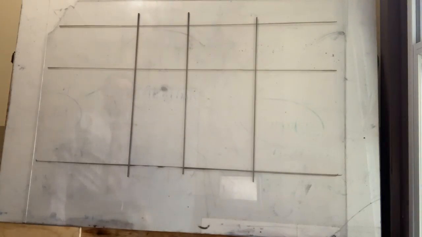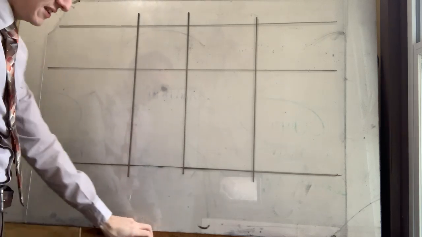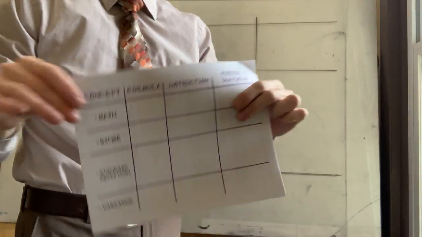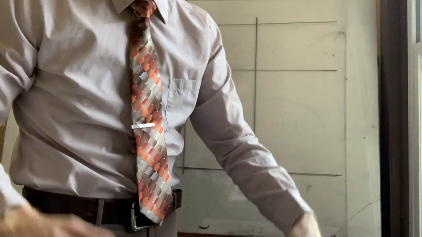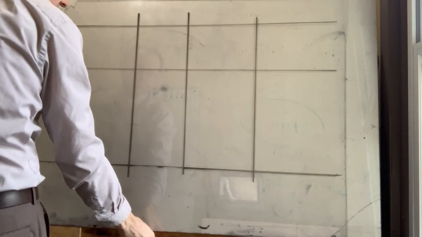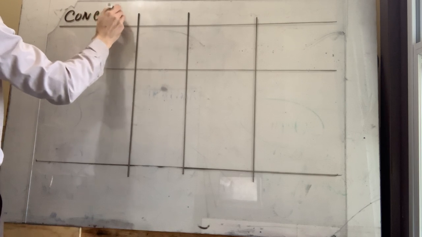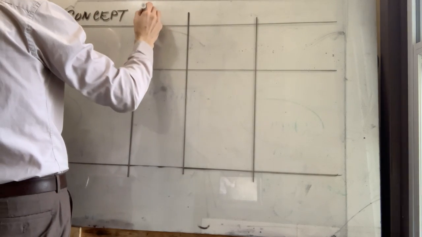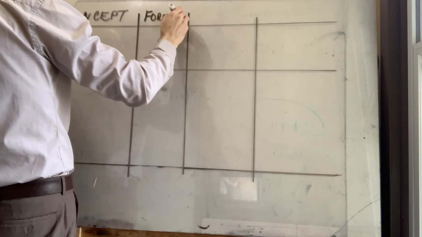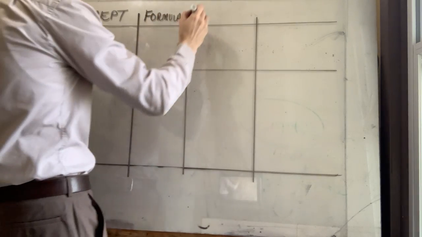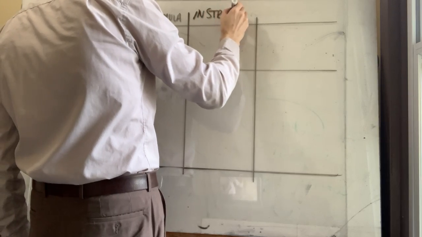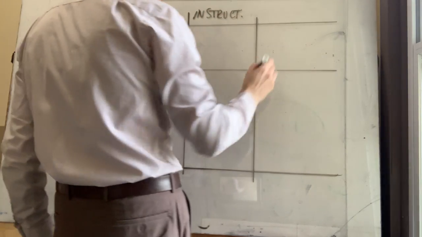I began to sort of build the scaffolding for this already. It's not to take too much time. It's probably an insufficient amount of space, but here's, as I have labeled it again on this handout, we have the concept, whatever formula or symbol, the instruction involved, and the purpose or description.